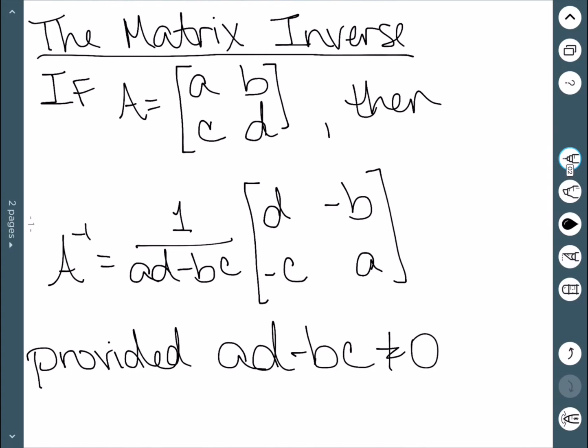The idea is we're going to cross multiply a times d and b times c and then subtract. We flip the values on the main diagonal and change the signs in the other two spots.